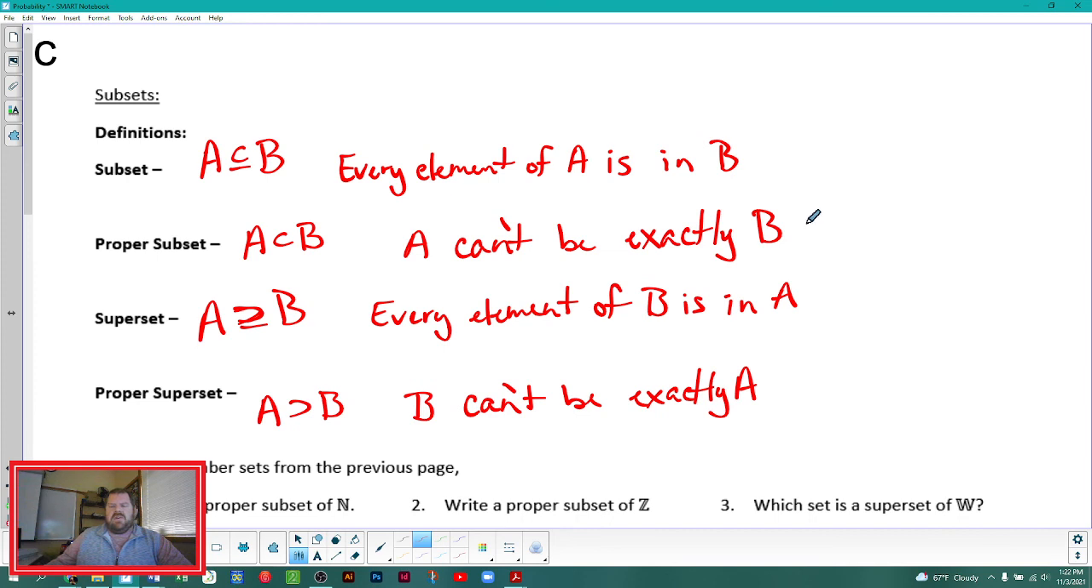And for these two, what it really means is that there has to be, like in this one, something that's in B that's not in A. And here there has to be something that's in A that's not in B.